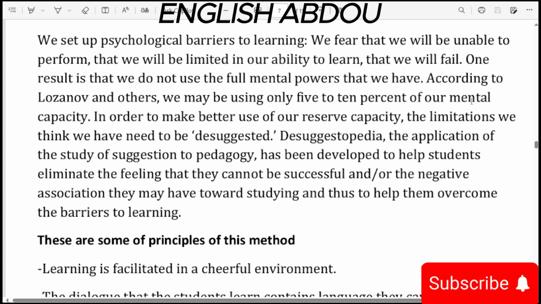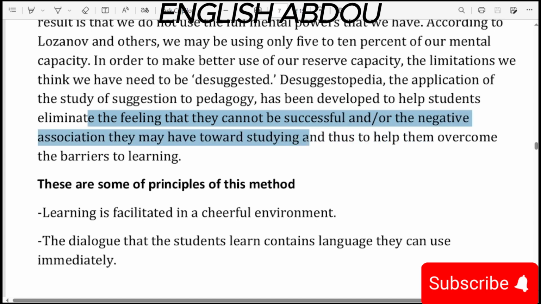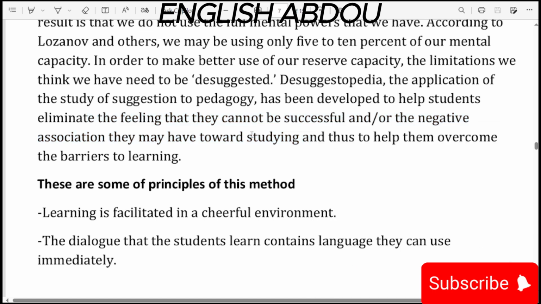solve the problems. The application of the study of suggestion to pedagogy has been developed to help students eliminate the feeling that they cannot be successful, and any negative association they might have towards studying, and thus to help them overcome the barriers to learning.